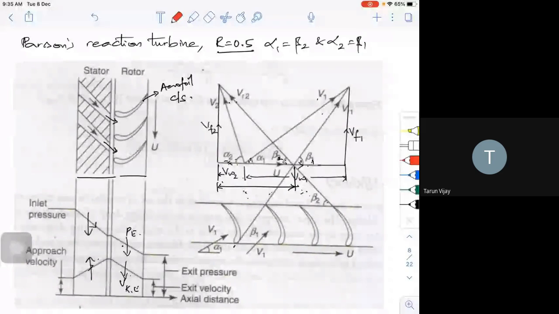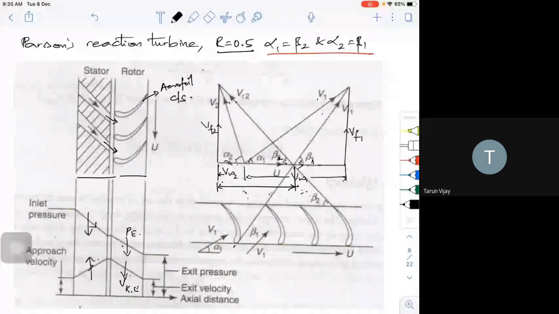We can prove it actually, but that's not the case. But for a Parsons turbine, this thing will happen automatically. So now what we will do is go with R equal to 0.5. Why this particular thing? Alpha 1 is equal to beta 2 and alpha 2 is equal to beta 1. What is the meaning of it? That means I am going to get a symmetrical inlet and exit velocity triangle.